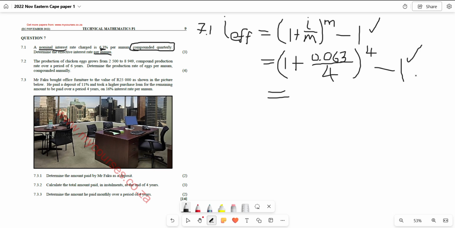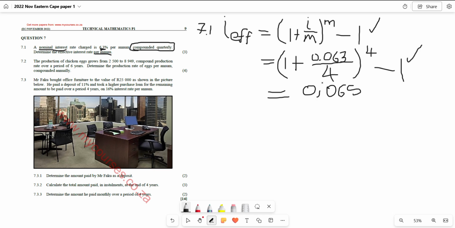Then in bracket 1 plus 0,063 divided by 4, all to the power of 4, minus 1. Then what do we have? We have 0,06. Then we check the 4th digit after the comma. The 4th digit that we have after the comma is 5. Then we add 1 to the 3rd digit, and it is going to be 0,065. Remember, we are looking for the effective interest rate.